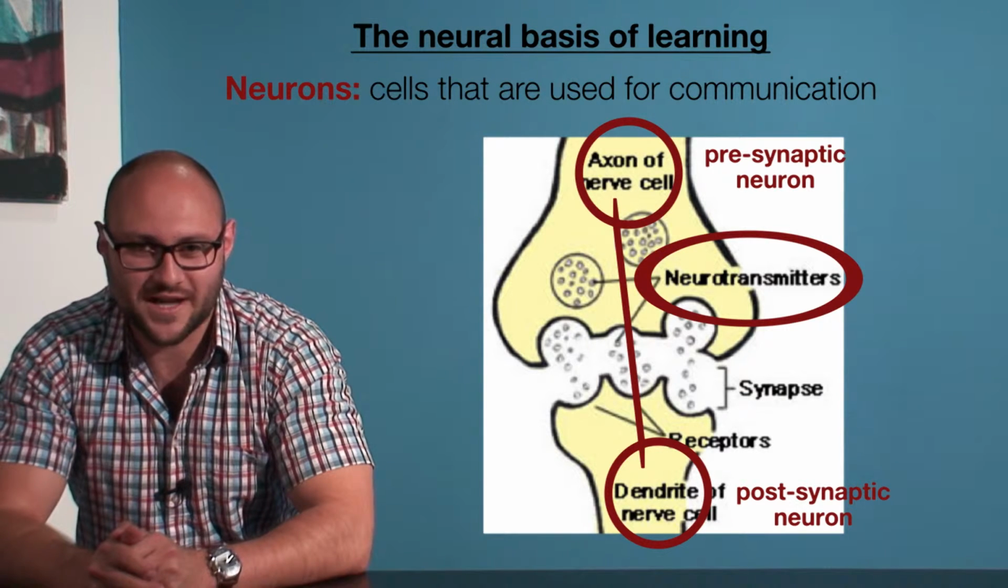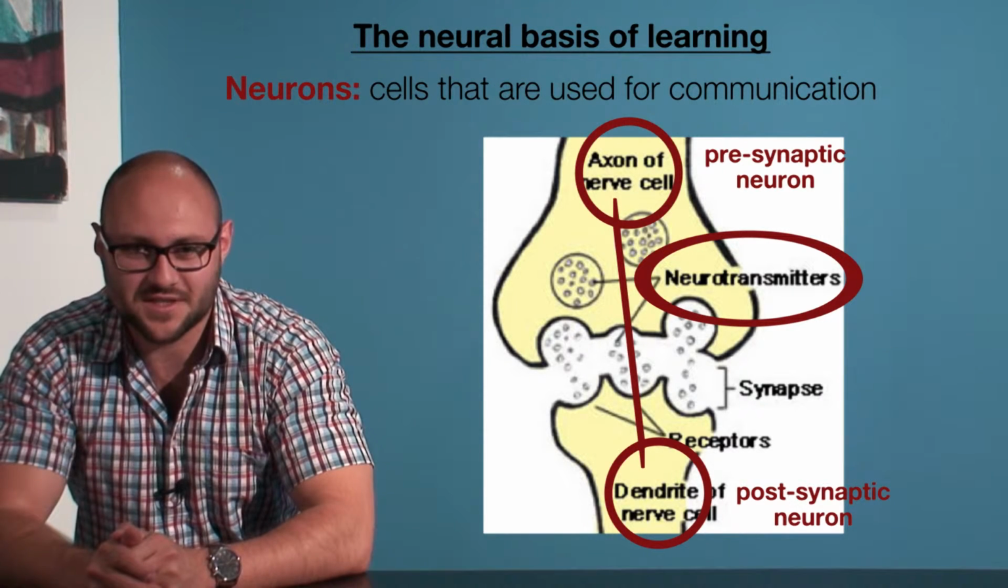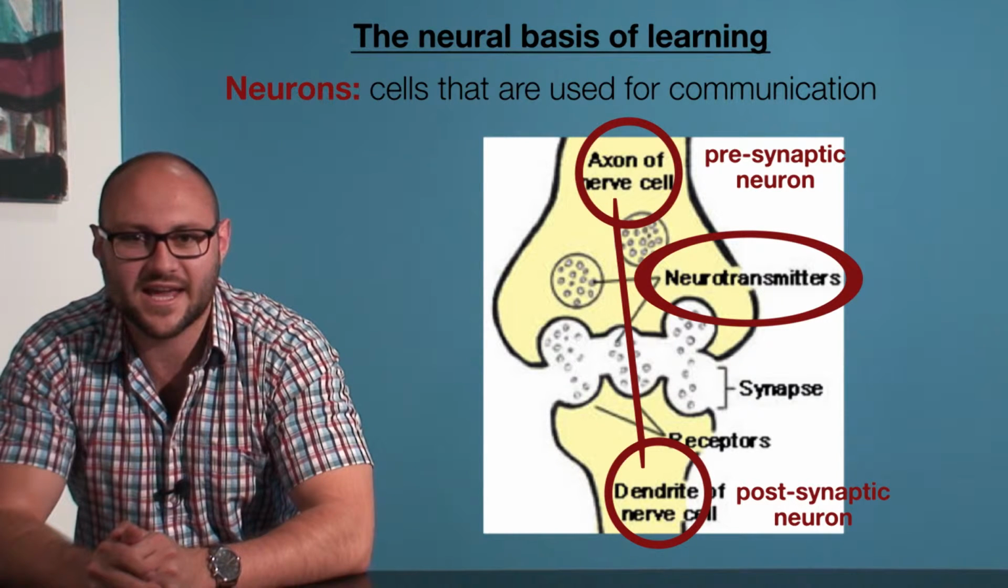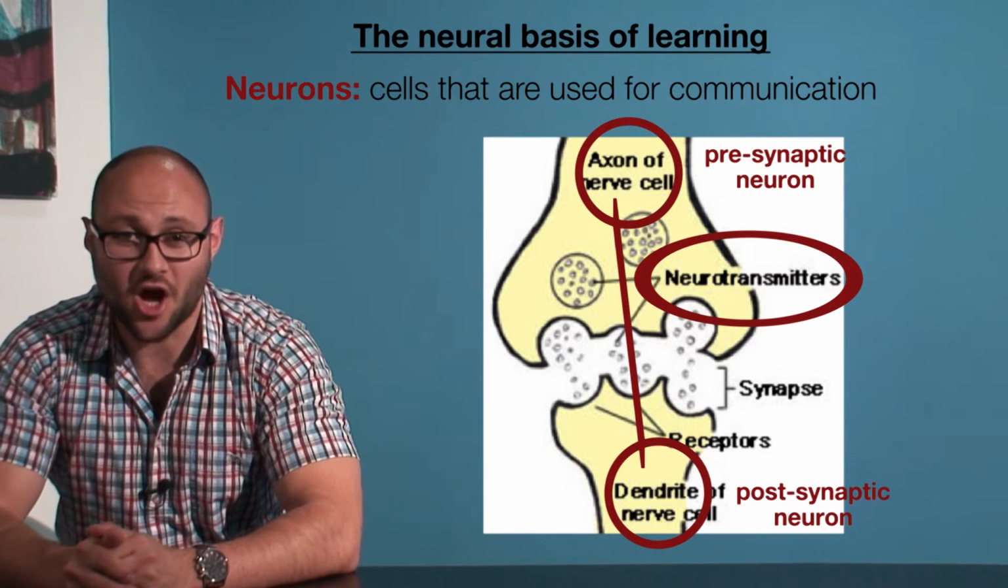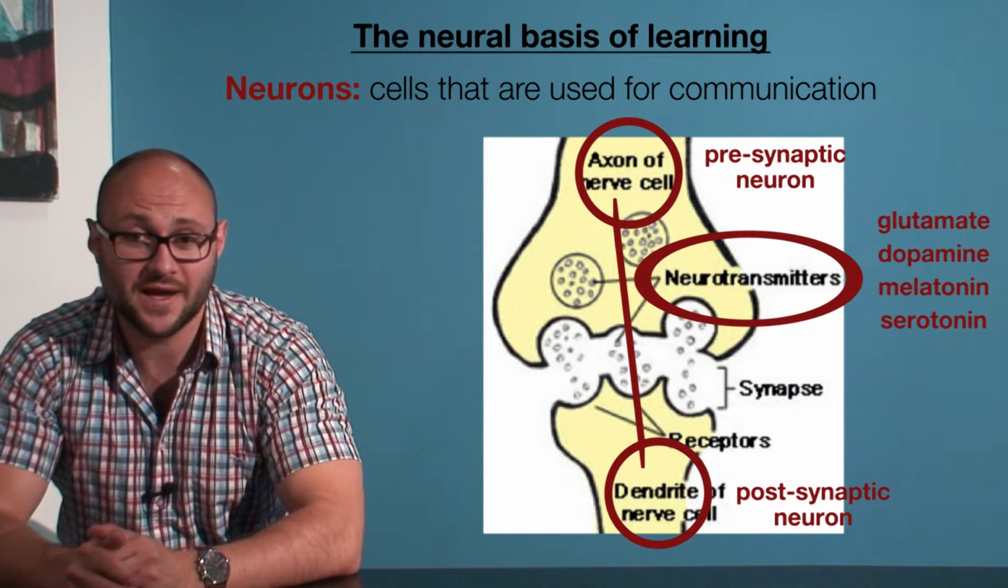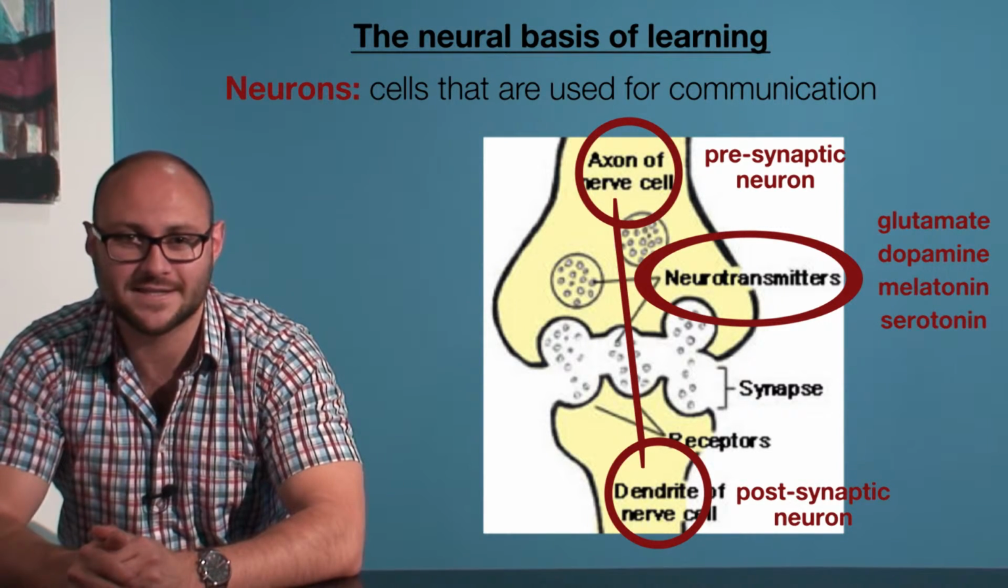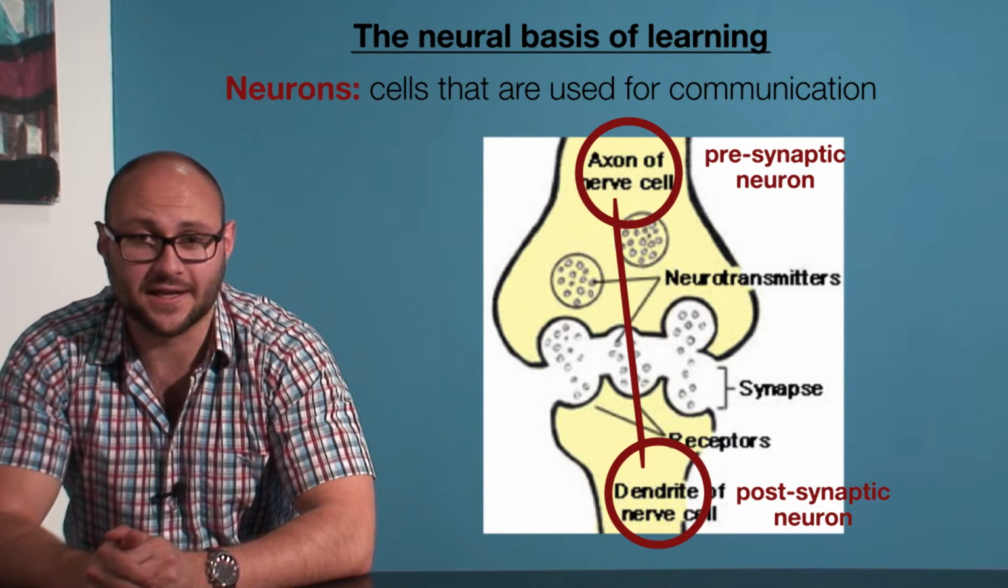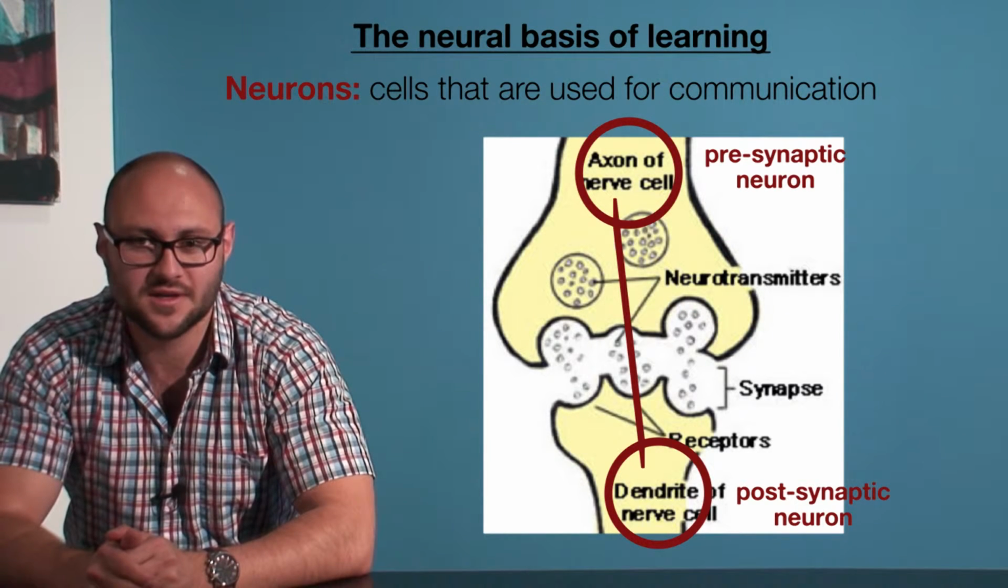And then we have neurotransmitters, which we can also see on this diagram. Neurotransmitters are chemical substances that travel across the synapse from cell to cell. Some common neurotransmitters include glutamate, dopamine, melatonin, and serotonin. In learning in particular, there are at least two relevant neurons, the presynaptic neuron and the postsynaptic neuron.